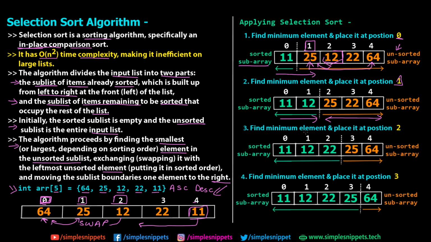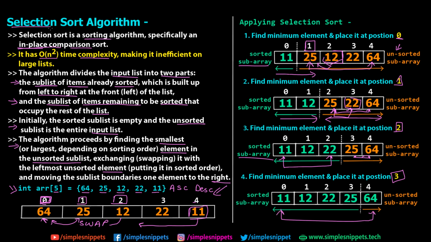So there you go. Find the minimum element and place it at position 2. So if you compare the minimum value in these 3 values, you can see 22 is the minimum one. So bring 22 at position number 2. And after that you get 3 elements in the sorted subarray and remaining 2 in the unsorted one. Lastly, you find the minimum element and place it at position 3. Out of the 2, 25 is obviously minimum only, so you keep it as it is and the last one gets sorted by default. So now you have a complete sorted array using selection sort.